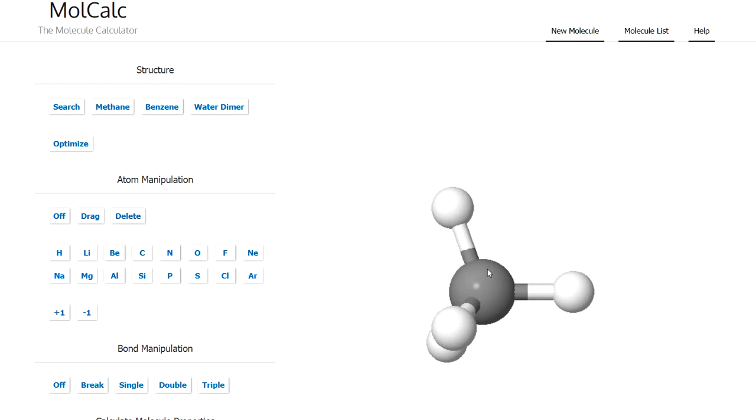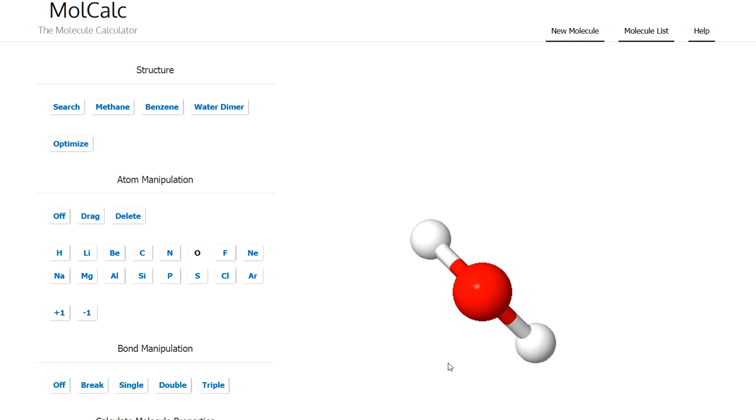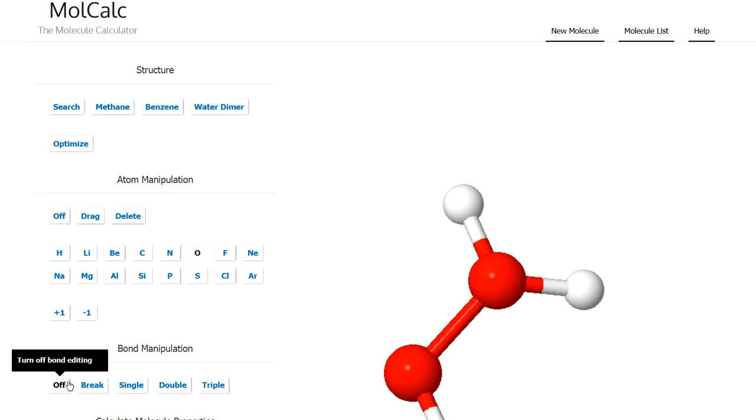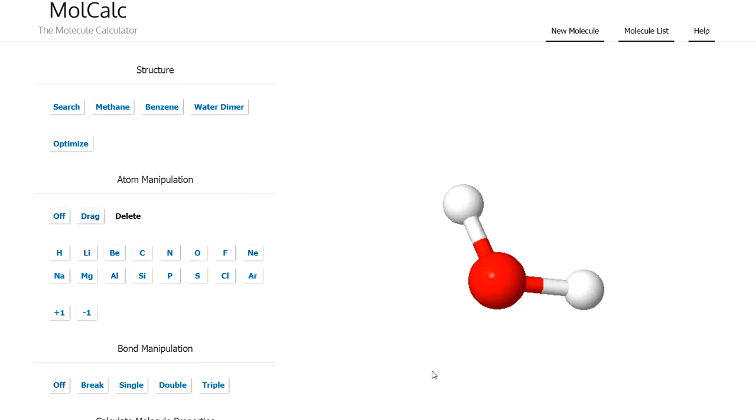Let's create water. So we again have methane as a starting material. I'm going to take this carbon and make it into an oxygen, and right away we have water. Okay, whoops. We got two waters, so let's see if we can delete one of them. There we go. So now we have water, and let's optimize it as we did before.